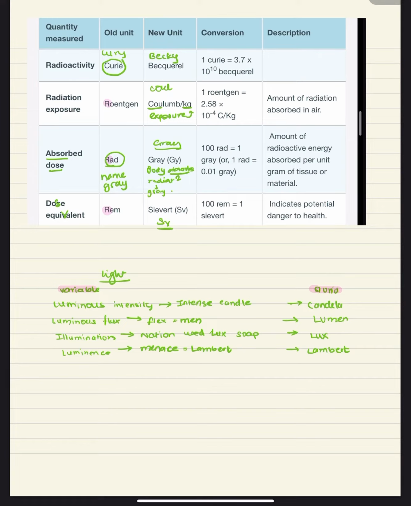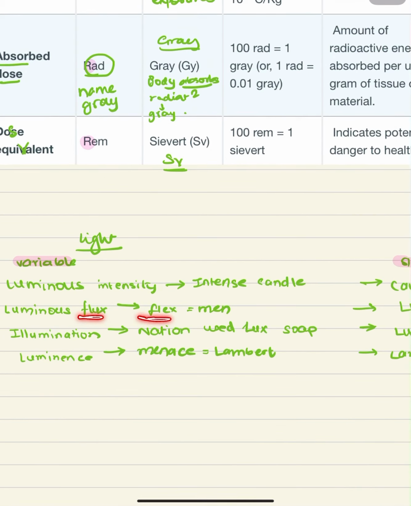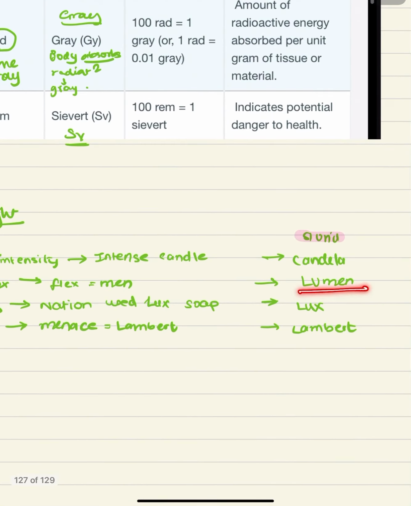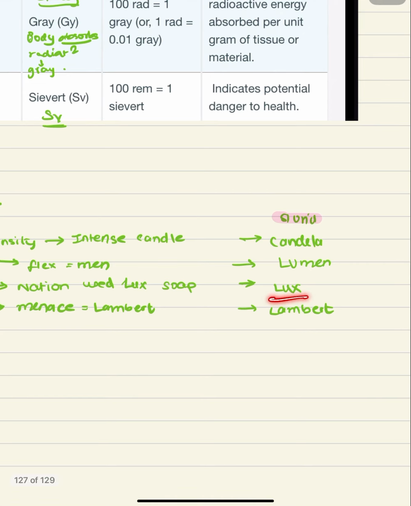Coming to light, now the variables in light are luminous intensity, luminous flux, illumination, and luminescence. Now, luminous intensity, remember something which is very intense, like an intense candle. So the SI unit is candela. Whereas luminous flux, the flux sounds like flex, and who flexes a lot? Men. So you can remember the SI unit is lumen. Whereas illumination has nation in it, okay, and the nation used Lux soap, like the soap Lux soap, and that is why the SI unit is Lux.